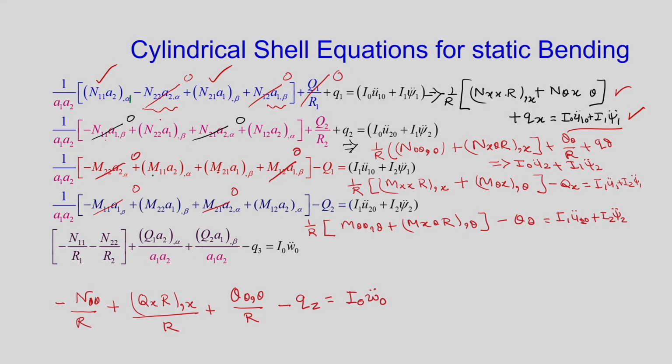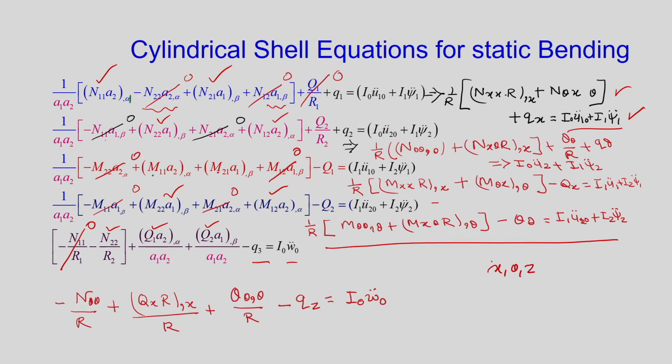In the second equation, first and third terms will be 0, second and fourth will contribute, and q2 by r2 will also contribute. In the third equation, first and fourth terms will be 0 and second and third will contribute. In the fourth equation, first and third terms are going to be 0, second and fourth will be contributing. In the fifth equation, first term is going to be 0, second will exist, and third and fourth, and so on.